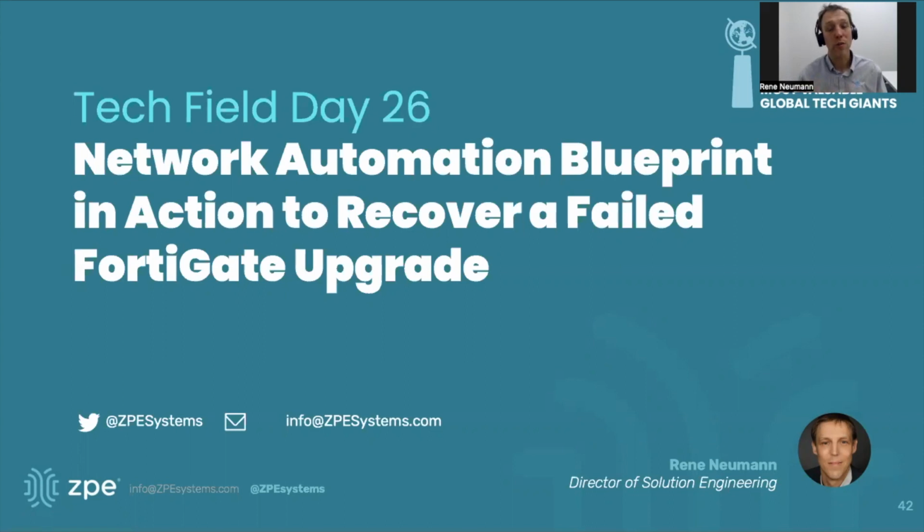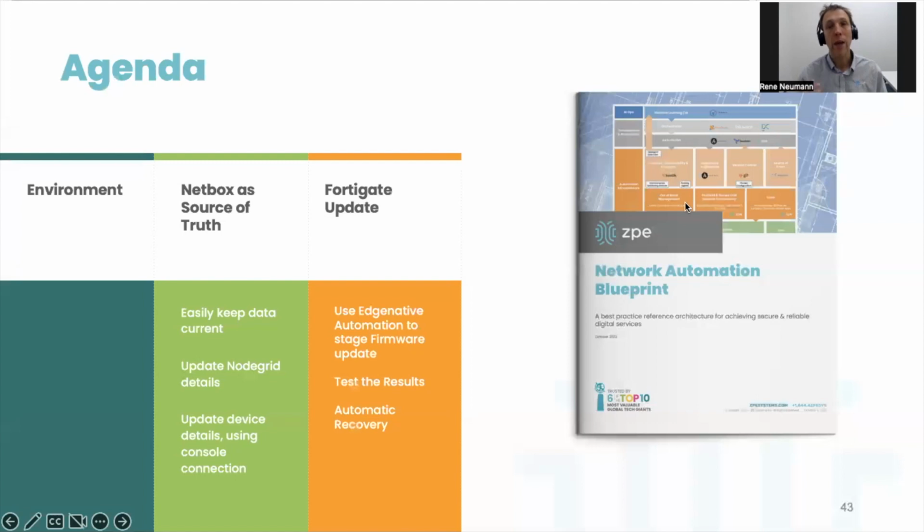About how you can use the network automation blueprint to recover FortiGate from a failed firmware update. Let us begin by looking at the environment and then how we can use that environment to enable NetBox to drive automation. We're going to use for that one a Nodegrid Appliance and update a NetBox environment. And then in the second step, we're going to use the entire environment to drive a firmware upgrade to a FortiGate and recover it from a failed state.